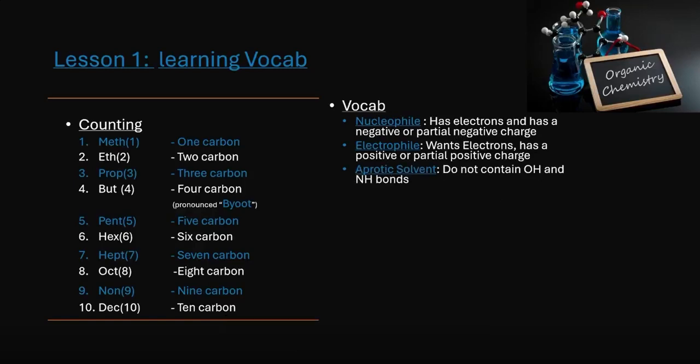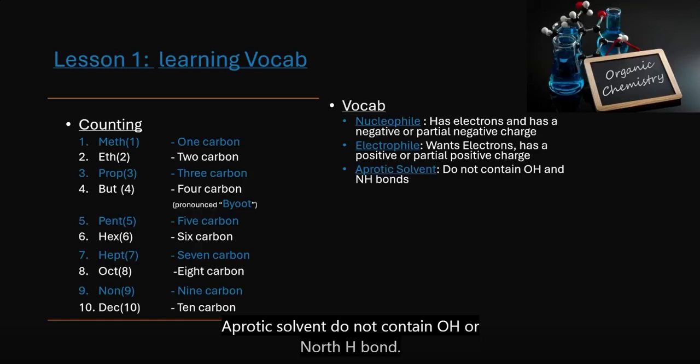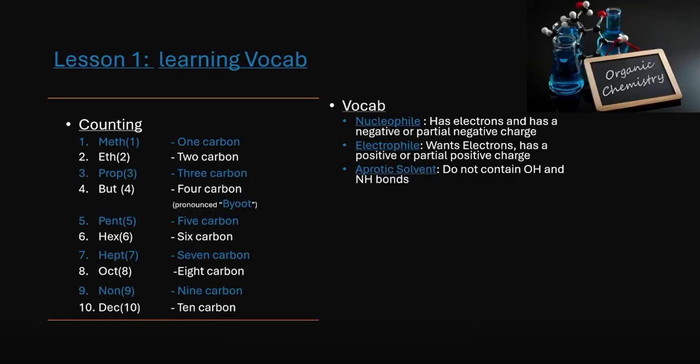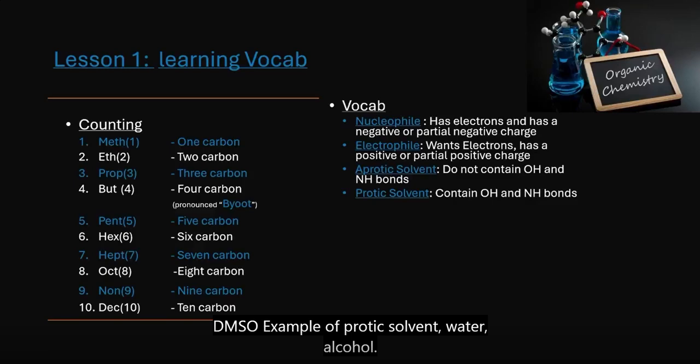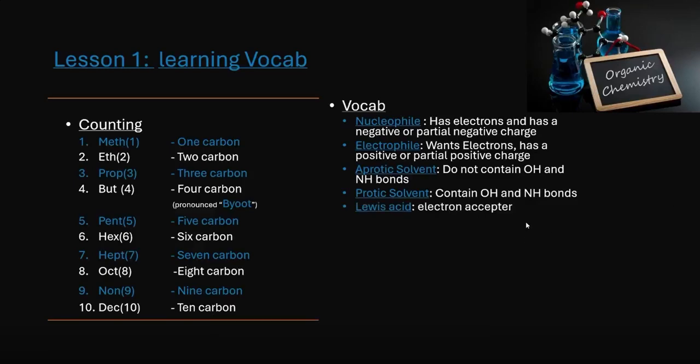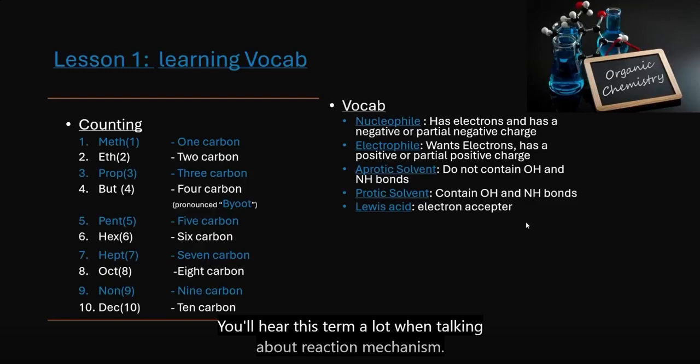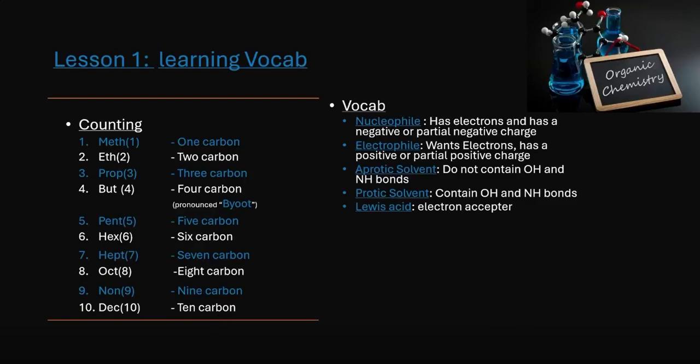Aprotic solvent. Aprotic solvents do not contain OH or NH bonds. Protic solvents contain OH and NH bonds. Examples of aprotic solvents: acetone, DMSO. Examples of protic solvents: water, alcohol. You will hear these terms a lot when talking about reaction mechanisms. Lewis acid, electron acceptor. Lewis base, electron donor. Easy to remember: A for acid, A for acceptor.